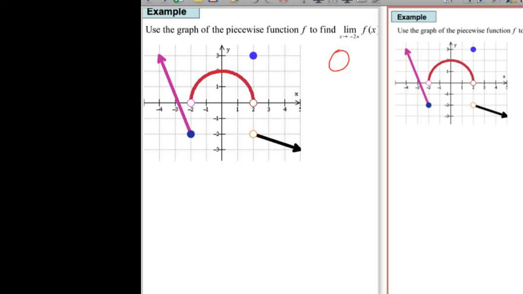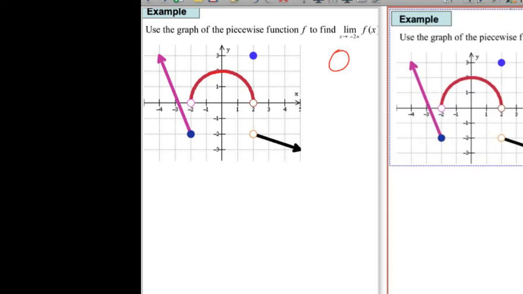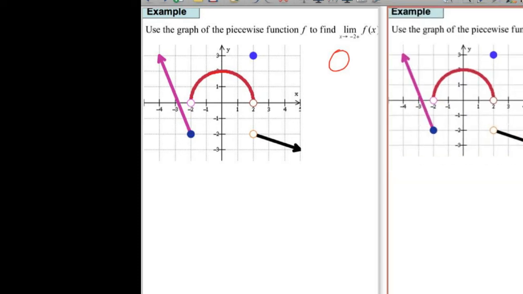The next question, what happens as x approaches 2 from the right? So now we're approaching 2 from the right. So take a look at 2. It's here. And we're approaching from the right, so we're coming in from positive numbers. And it looks like we're approaching -2. The answer here is -2.